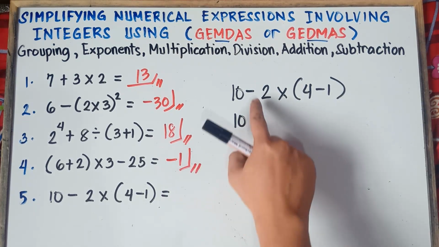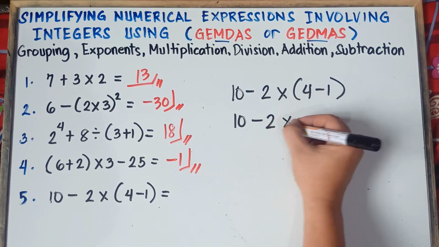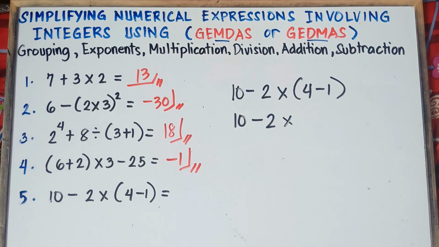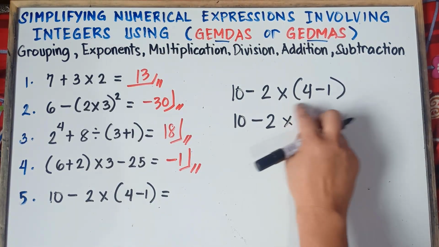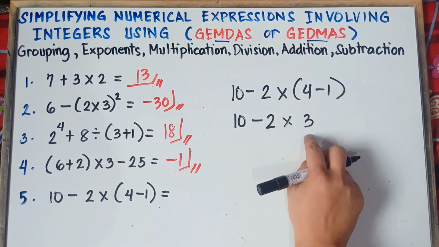Simply copy 10, copy minus sign, copy 2, copy multiplication sign. Simplify this one first: 4 minus 1. What's the answer, class? 4 minus 1, that would be 3. So simply remove the parentheses, class, because we just simplify inside the parentheses. 4 minus 1, that would be 3.